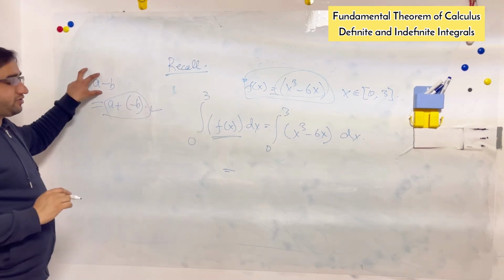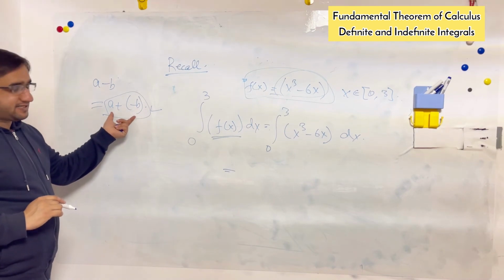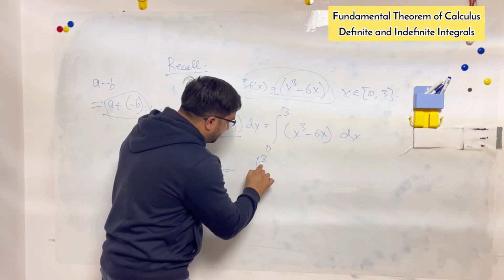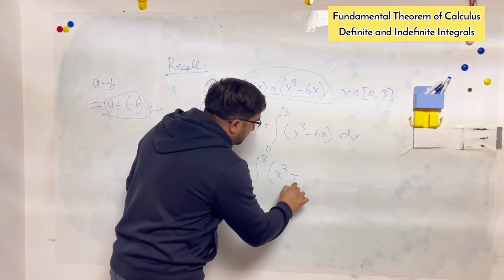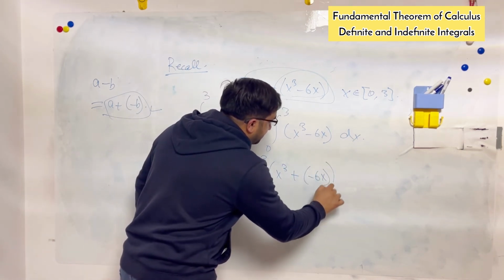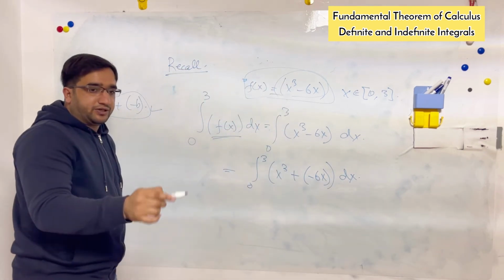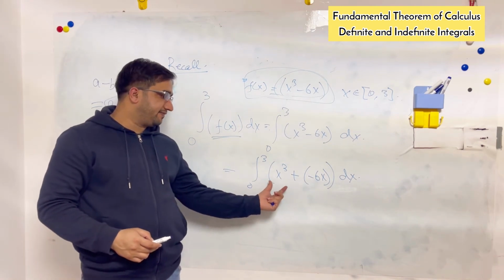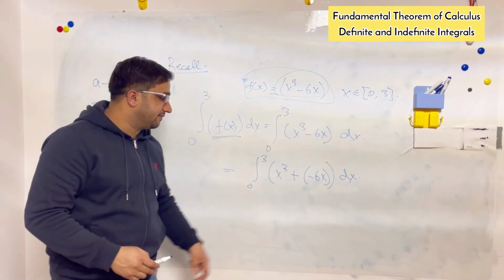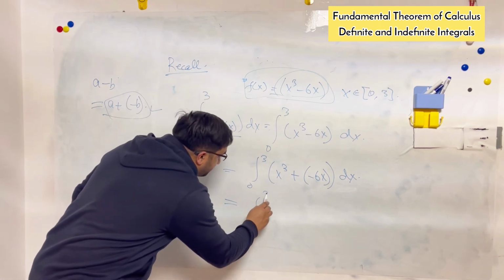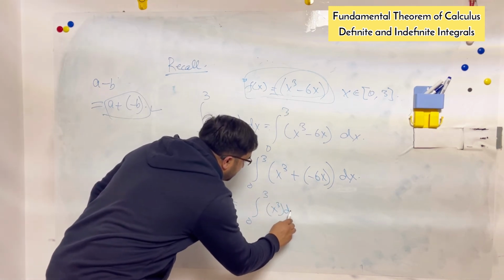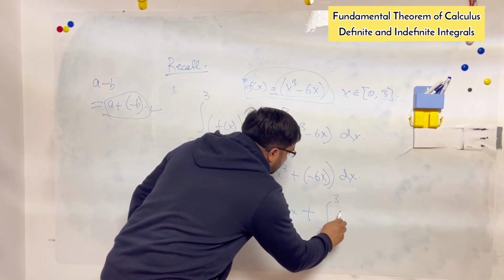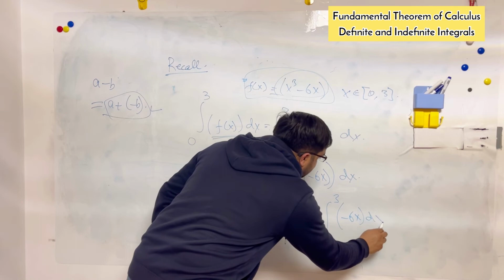This is the simply beautiful version, but the actual thing is this. Similarly, this is a beautiful version, but the actual thing is the integral from 0 to 3 of x cubed minus 6x dx. I know the rule: if you have a sum of two functions, f of x plus g of x, then you can split the integrals. So it is the integral from 0 to 3 of x cubed dx, plus the integral from 0 to 3 of minus 6x dx.